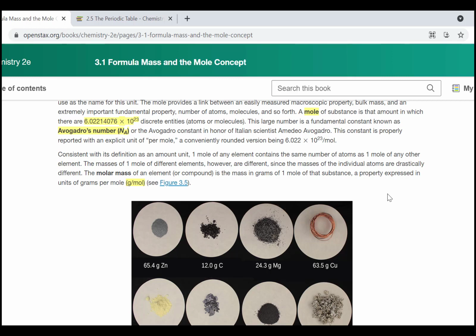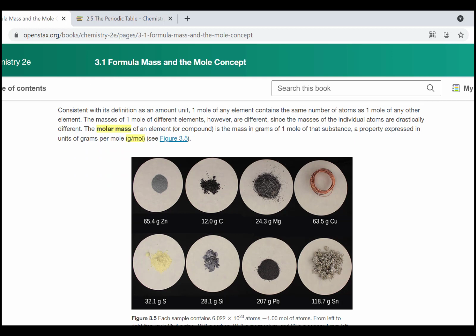We made the distinction in the first part of this section between formula mass and molecular mass. We can just, from here on out, use the term molar mass, okay? And molar mass is the mass in grams of 1 mole of whatever that is. So 1 mole typically of an element or of a compound. So here we're showing some examples.